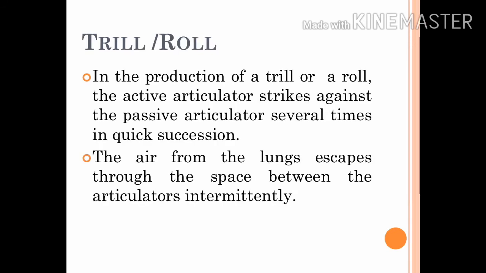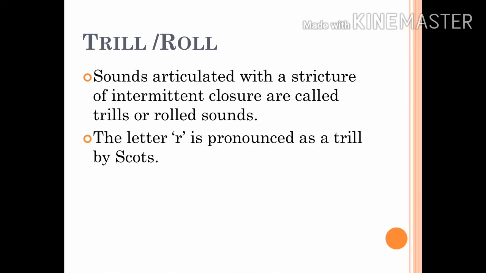Trill or roll. In the production of a trill or roll, the active articulator strikes against the passive articulator several times in quick succession. The air from the lungs escapes through the space between the articulators intermittently. Sounds that are produced with a stricture of intermittent closure are called trills or rolled sounds. The letter R in English is pronounced as a trill by Scots.